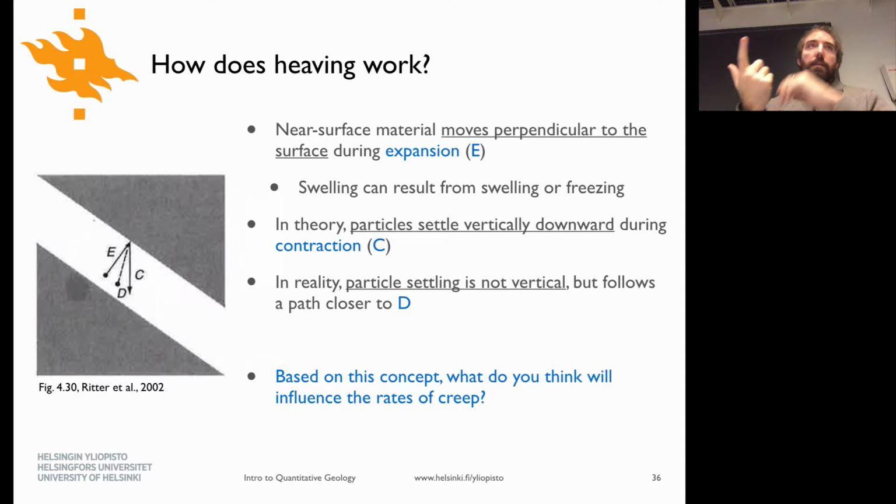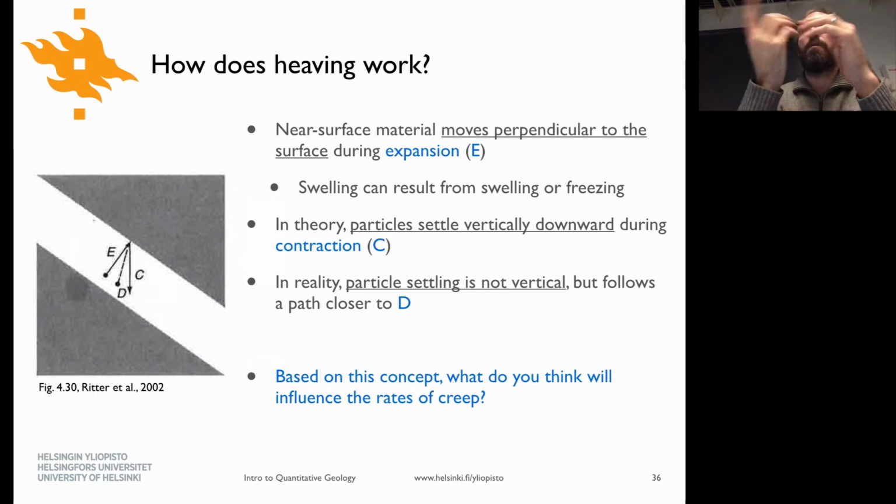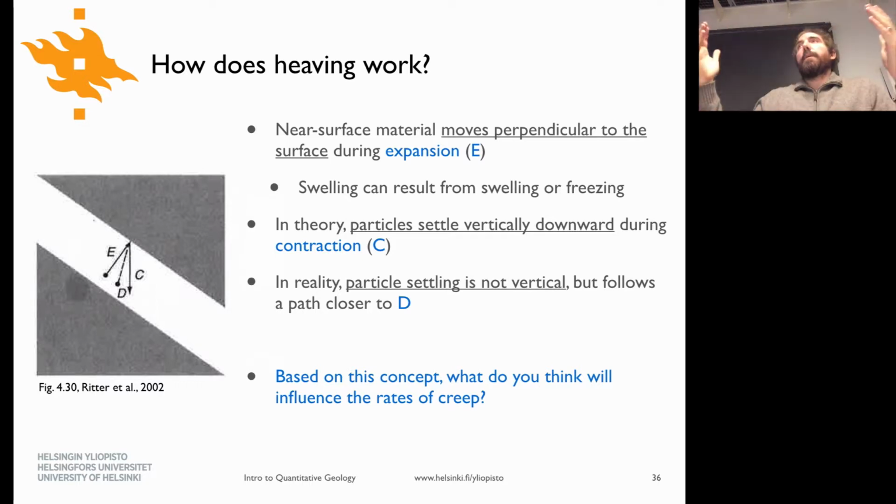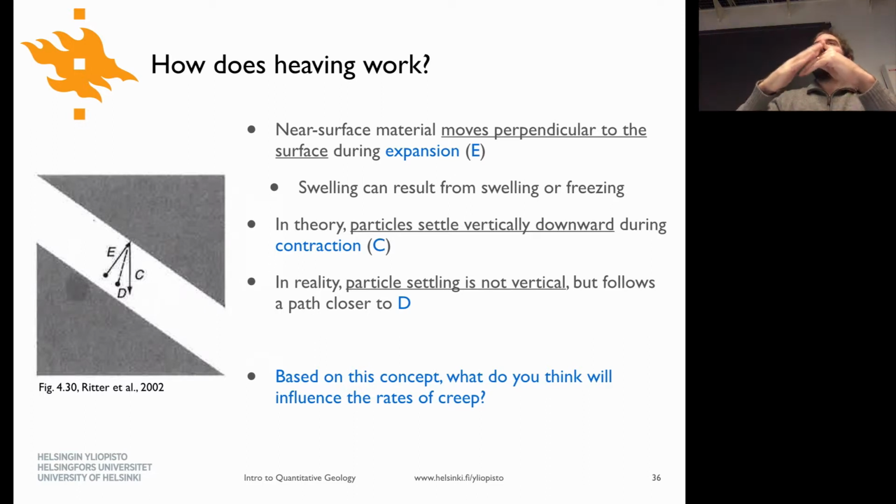Yeah, there's a couple of things there. One, if you've got a lot of clay minerals in the soil, they expand quite a lot when they get saturated. That could be quite important. Is there another? Yeah, I was going to say the rate of expansion. Yeah, right. So how much it expands, really. The rate of expansion maybe is not as important as the total amount of expansion. The more it expands, the more potential you have to move further down the slope.